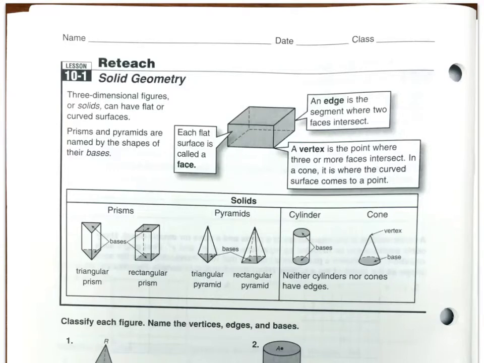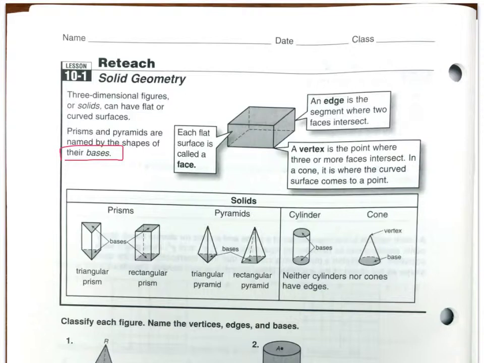This is section 10.1. Three-dimensional figures are also called solids. They can have flat or curved surfaces. The prisms and the pyramids are named by the shapes of their bases. That's something that is important. There's something on the screen.